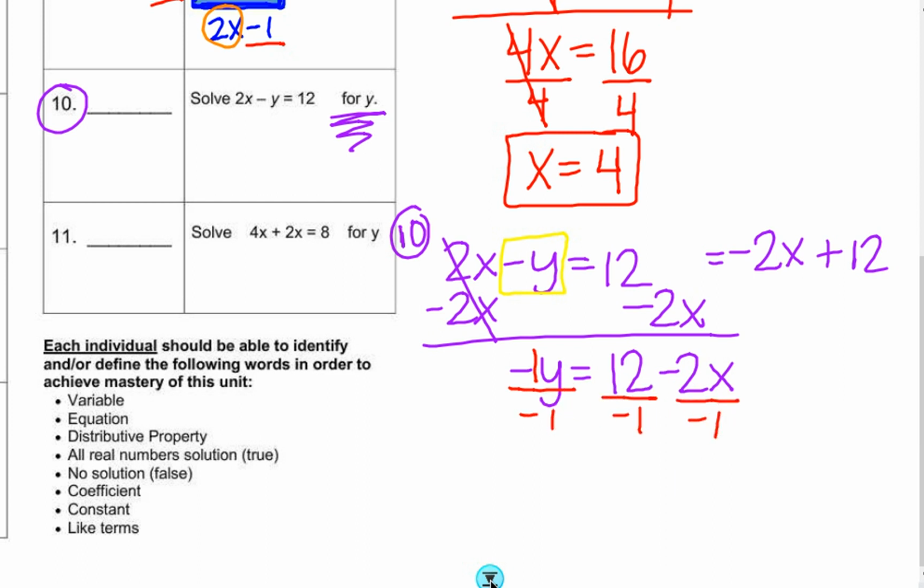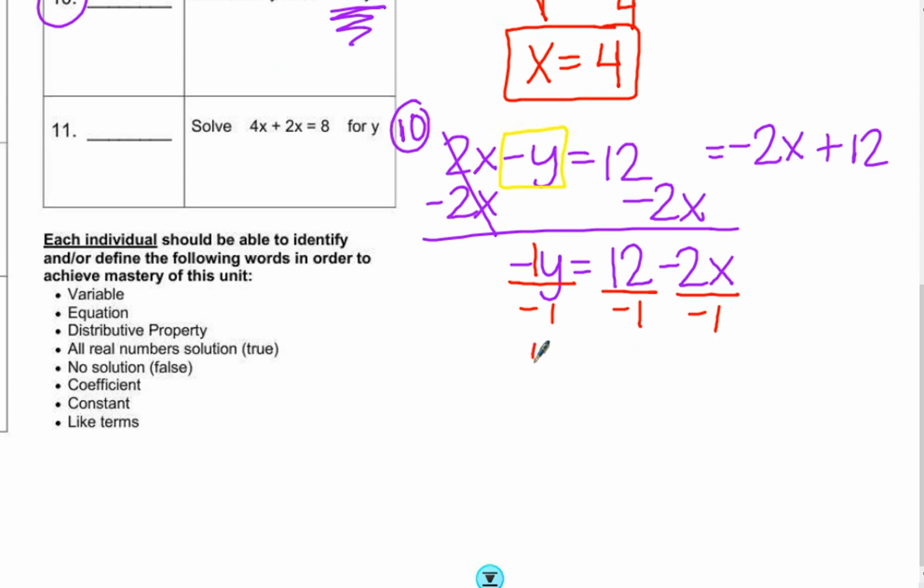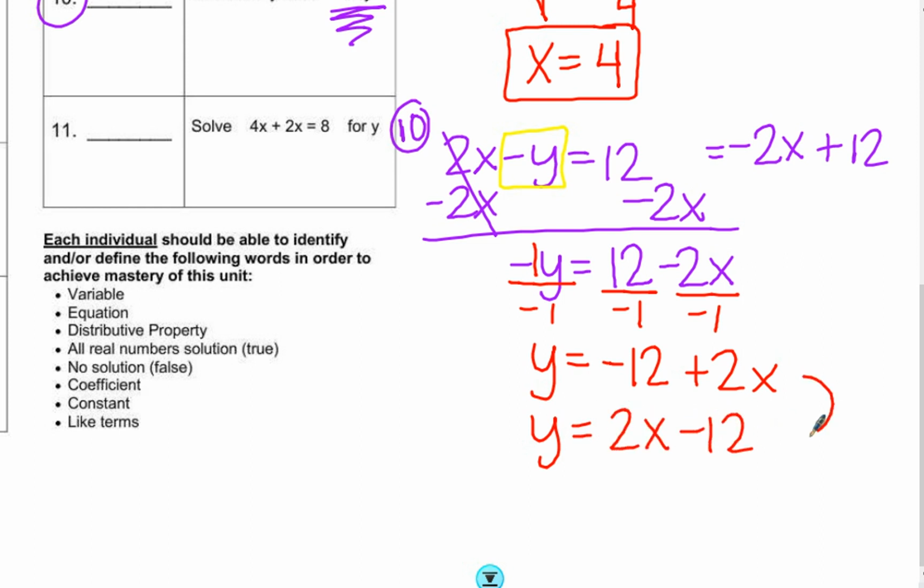All right, now ultimately all that's going to do is reverse the sign on everything. So we have positive y, this will become negative 12, and this will become positive 2x. Now again, you could have also had positive 2x minus 12. These two things are equal to each other. We still have a positive 2x and a minus 12, or a negative 12.